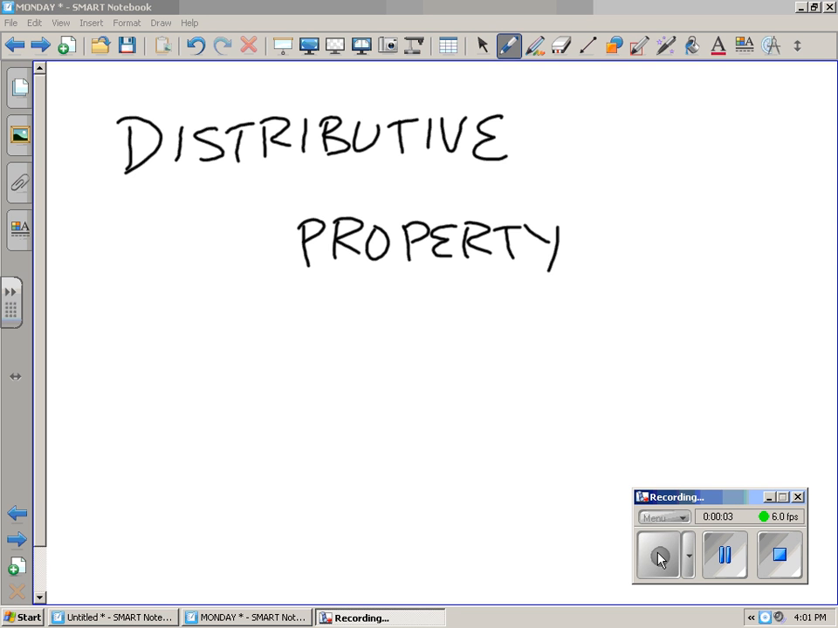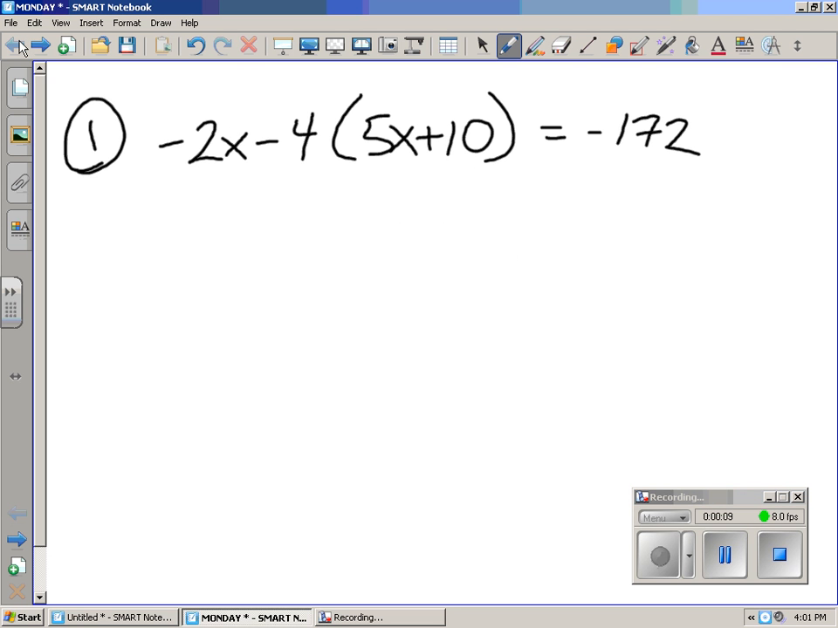The focus of this video is solving equations that involve using the distributive property. We're going to complete 1 through 5 together, and then I'm going to ask you to complete 6 through 10 on your own. Number 1, you should have the worksheet in front of you.